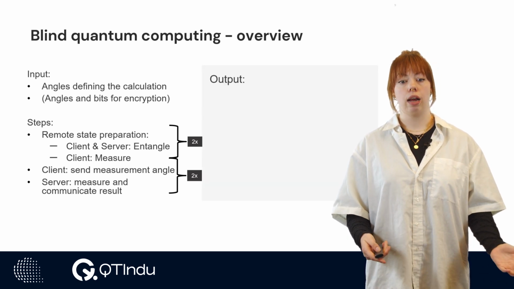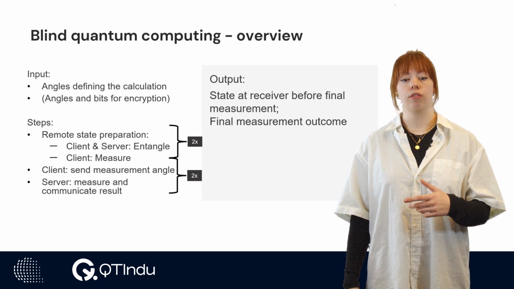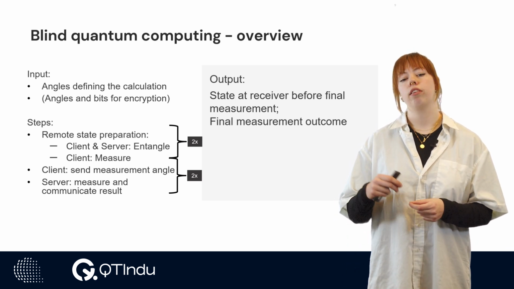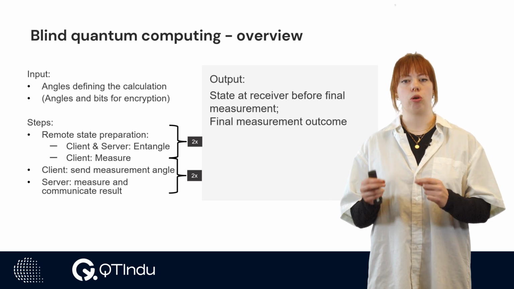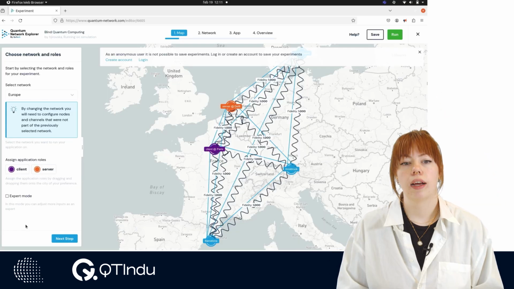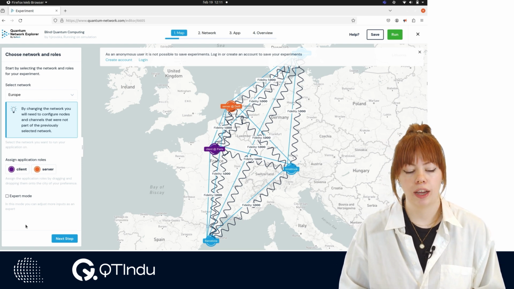Then, as output, we have the state at the receiver before the final measurement, and the final measurement outcome. And this is the most important part, because this is the output of your computation. So now let's see what blind quantum computing looks like in our QNE website.